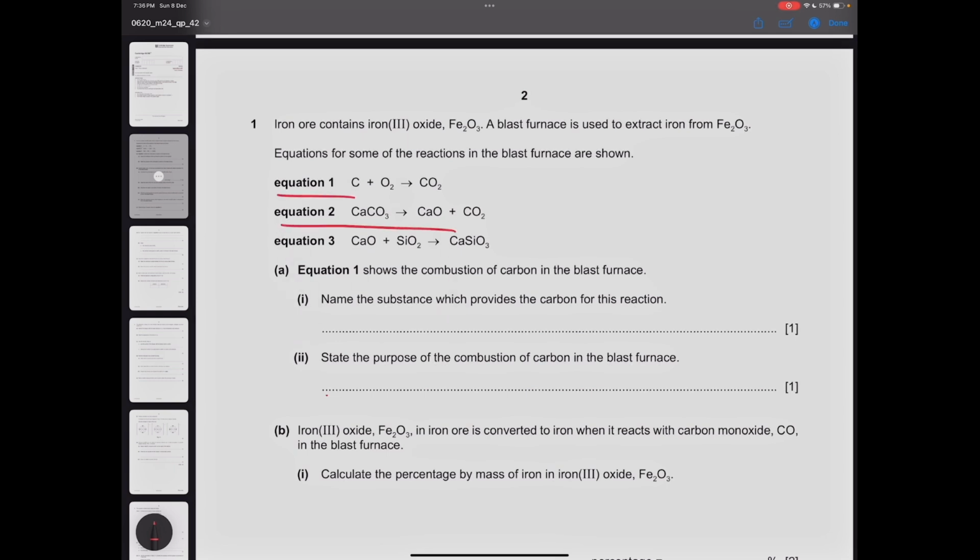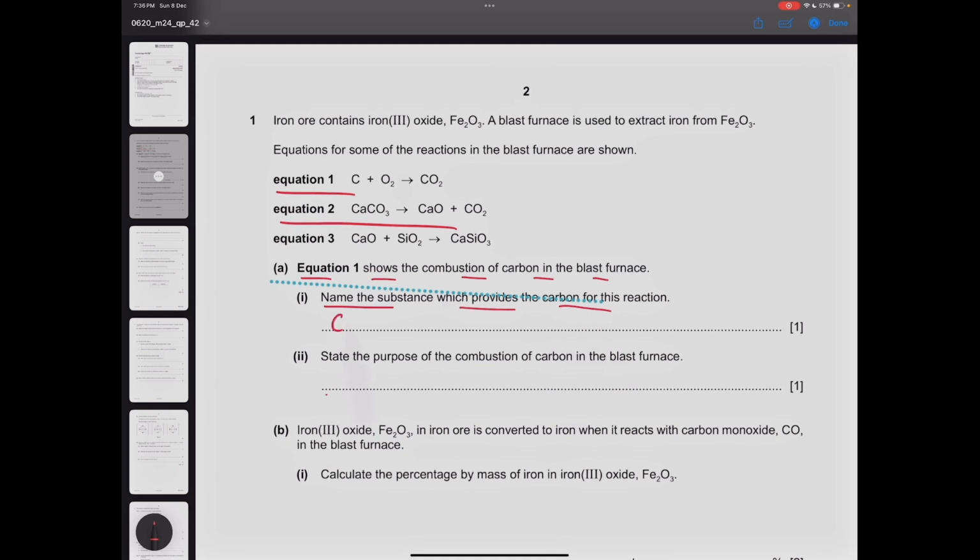Alright. Equation 1 shows the combustion of carbon in the blast furnace. Name the substance which provides the carbon for this reaction. The carbon is provided by coke. It is a form of carbon only. Now, state the purpose of combustion. See, this equation, the first one is a combustion reaction, and we all know what combustion reactions do. They provide heat.